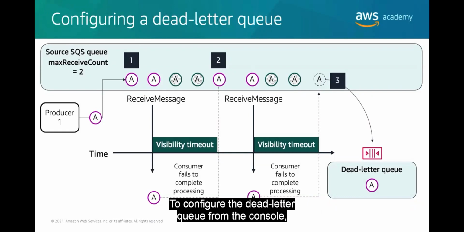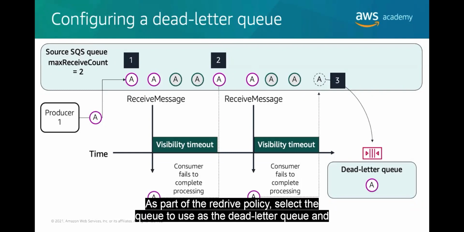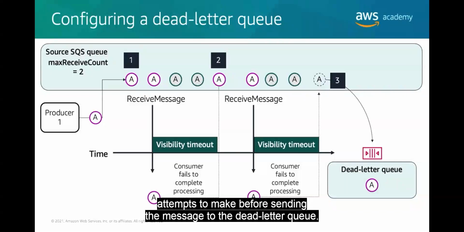To configure the dead letter queue from the console, first create a queue to be used as your dead letter queue. Then, on the source queue, choose to configure a redrive policy. As part of the redrive policy, select the queue to use as the dead letter queue and set the maximum receives option to tell Amazon SQS how many processing attempts to make before sending the message to the dead letter queue.